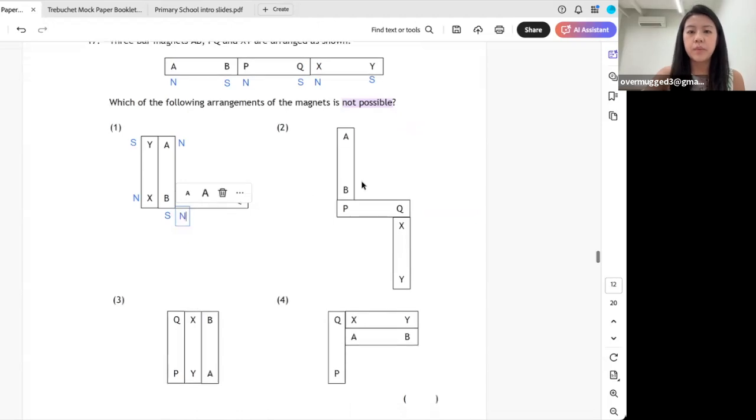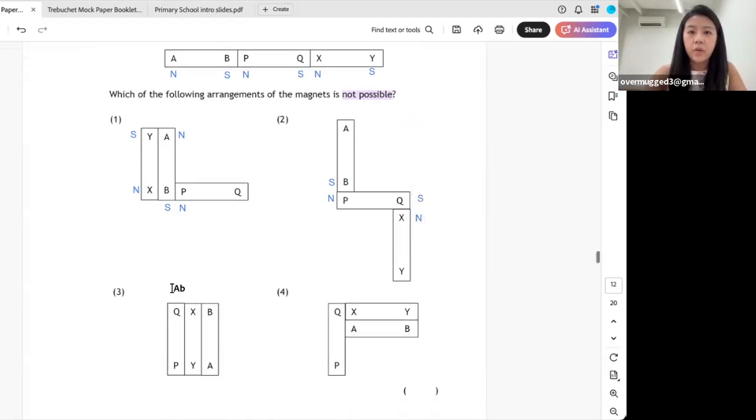How about option 2? Now I've got B and P here. This is south pole. This is north pole. South pole for Q. North pole for X. Again, unlike poles facing each other, they are going to attract. Okay. What about Q, X, and B? So Q is south pole. X is north pole. B is south pole. So if on one end, they are all unlike poles attracting, the other end will be correct.